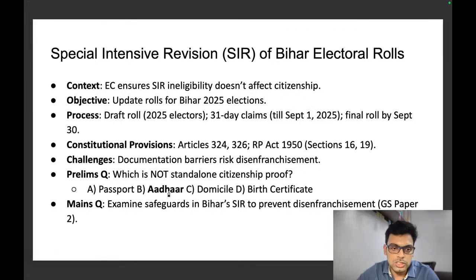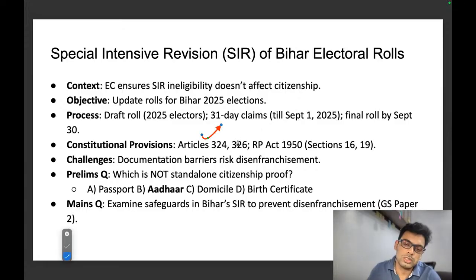Now there are constitutional provisions related to it. Article 324, then Article 326, then RPA Act 1950, Section 16 and Section 19. So you need to figure out what Article 324 says, what Article 326 says. Anybody, any idea about Article 324 or 326? One more thing I want to ask: under which part of the Constitution does the Election Commission come?